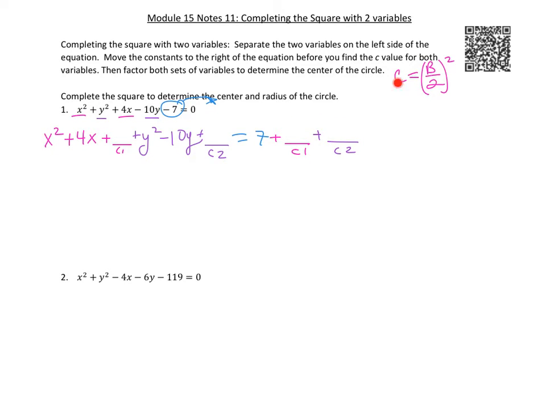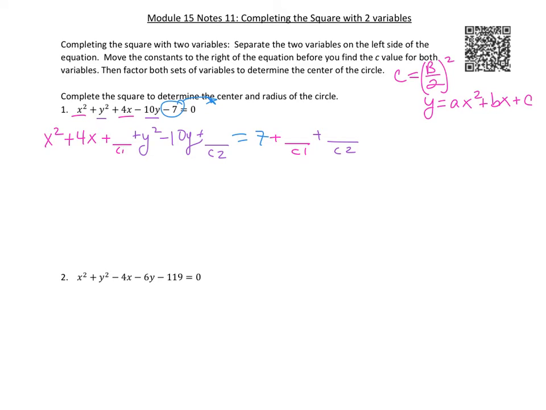Remember, to find the c value, we always take the b divided by 2 and square it. And that's for when we have our equation ax squared plus bx plus c. So we always take the middle divided by 2 and square it, and that will give us what our c value should be so we can have a perfect square trinomial.